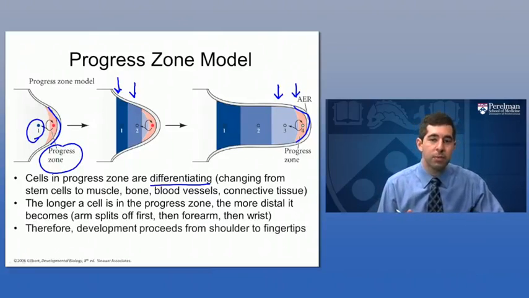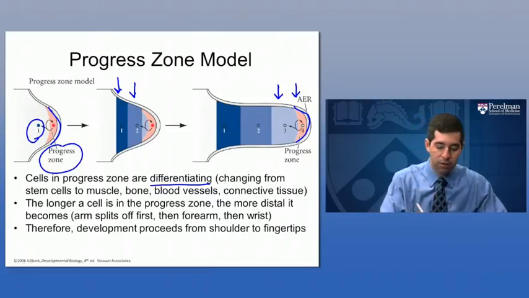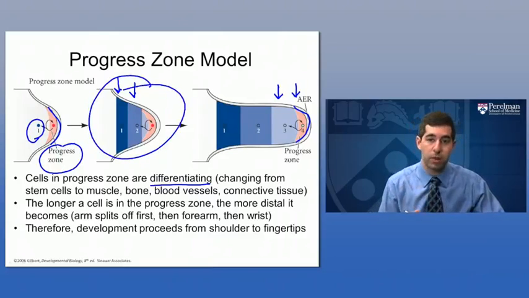So here the idea would be that development is proceeding from the shoulder to the fingertips, that if we had some sort of interruption of this process, you're going to lose everything distal to that. If I were to cut off this model essentially at this particular point right here, then we really would just have development of the arm and the forearm and not get good development of the more distal structures because they have not really properly broken off and differentiated yet.